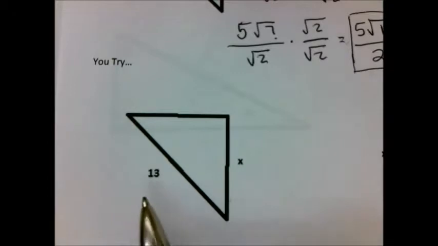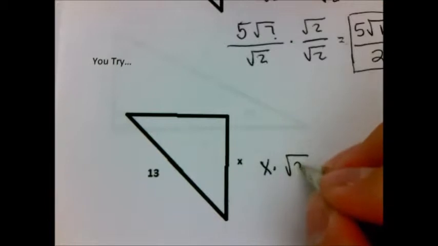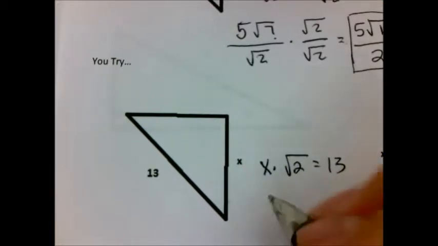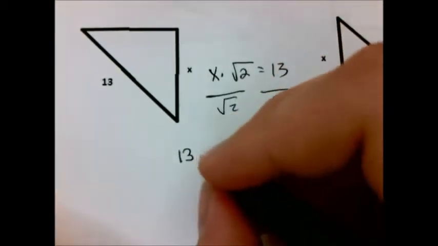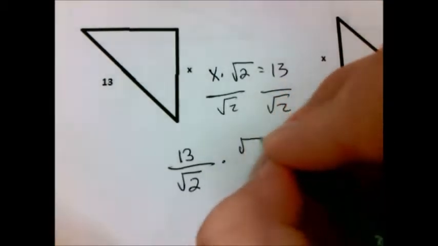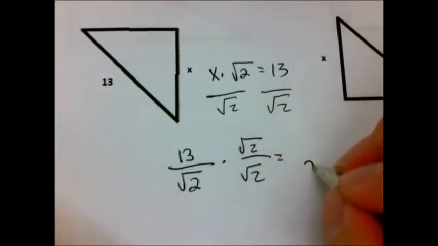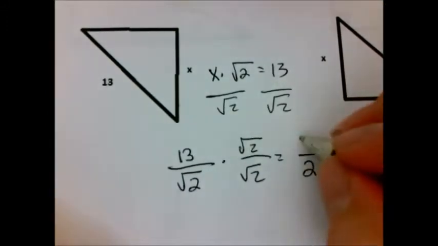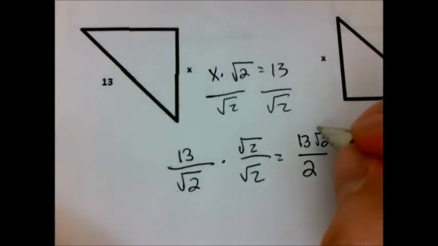Okay, 13. So once again, we're going to do the same thing. X times square root of 2 equals 13. We divide by square root of 2 on both sides. It gives us 13 over square root of 2. We have to multiply both the top and the bottom by square root of 2. These square roots cancel out. You just get a 2. 13 times square root of 2 is just 13 square root 2. And that's your answer.